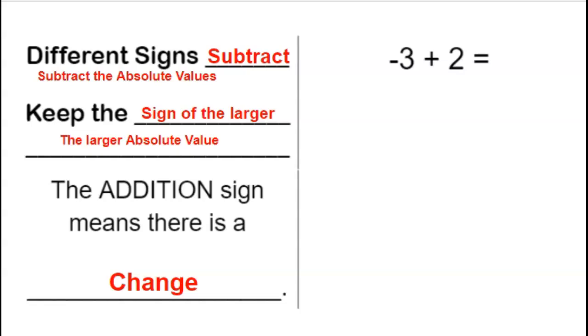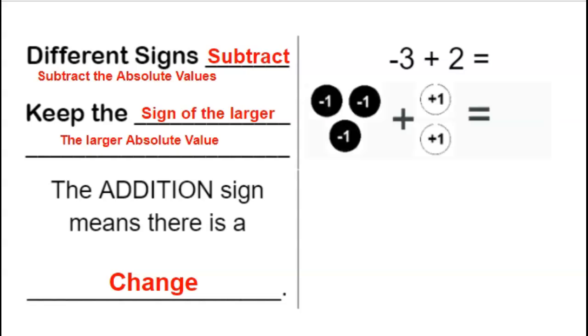-3 means that we start with 3 negative integer chips, and then we add 2. There's a change, and we add 2 more positive integer chips, and we create 0 pairs. So the -1 and +1 cancel each other out, and then another -1, +1 cancel each other out. Well, now we don't have any more pairs to make, so the leftover chip is a -1, and we only have one of those. So our answer is -1.